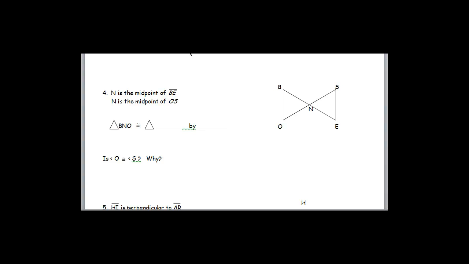It says that N is the midpoint of segment BE. Now again, there's BE, so if we have N as the midpoint, that's going to bisect and create 2 congruent parts. So we're going to go ahead and cut that segment into 2. Now, the second clue also has another segment, segment OS, and N is the midpoint of that segment, so we're going to go ahead and bisect that and cut that into 2 congruent parts.